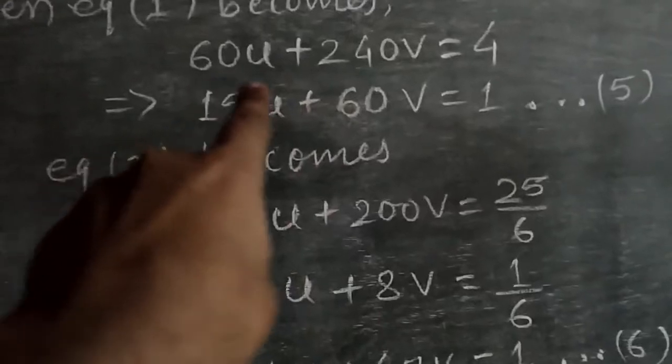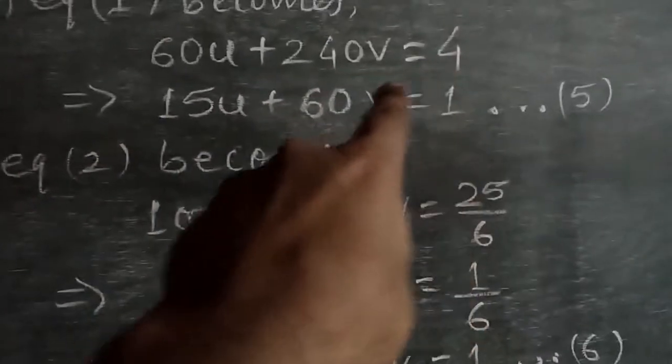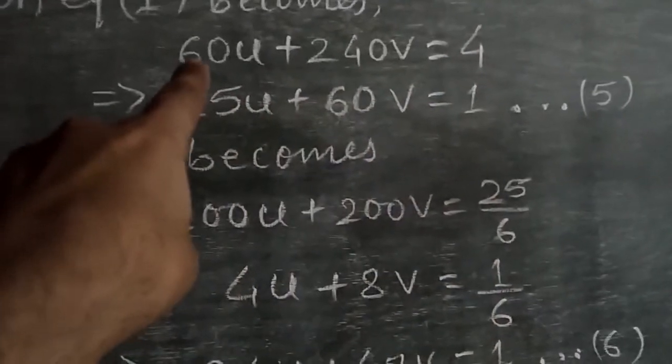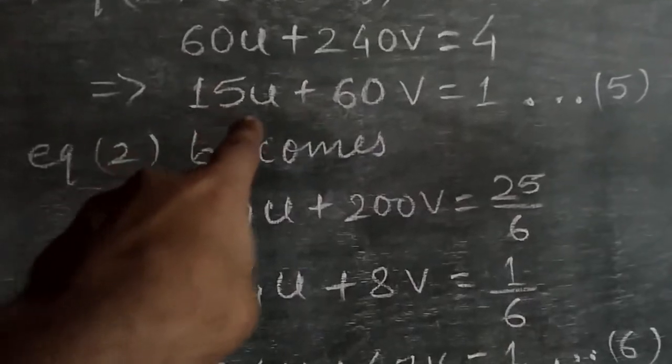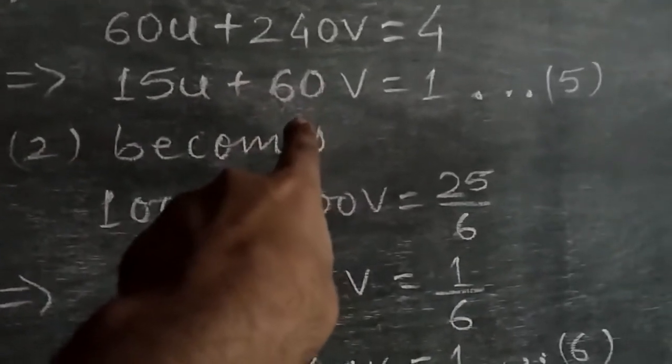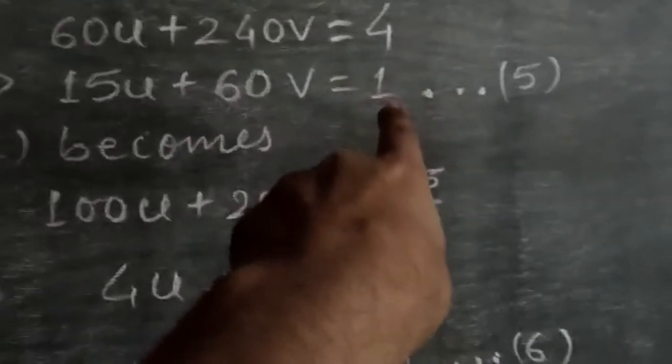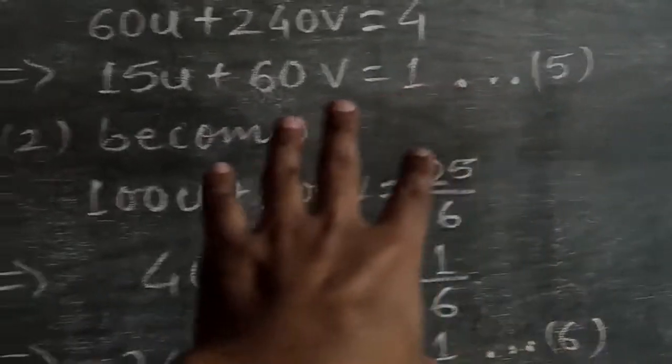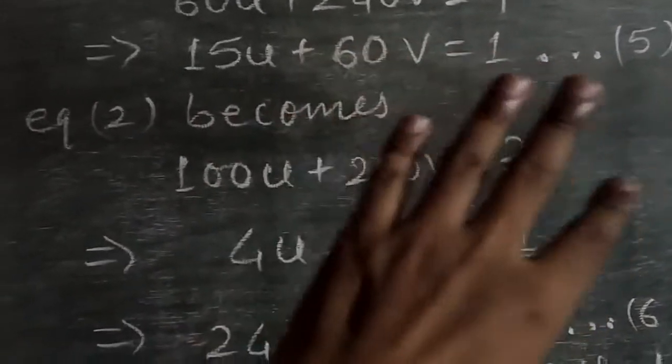As you are observing that all these coefficients are divisible by 4, so we are dividing by 4. 60 divided by 4 will become 15. 240 divided by 4 will become 60v, and 4 by 4 is 1. So it is our fifth equation, and it is clearly a linear equation in u and v.